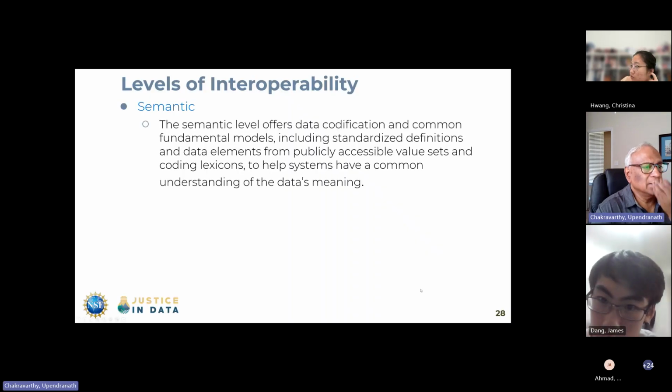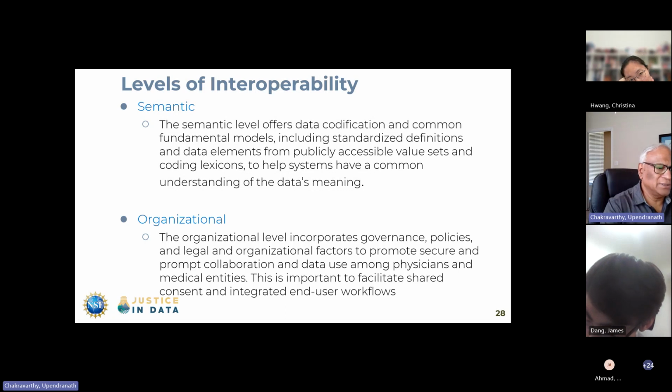Semantic levels offer data codification and common fundamental models, including standardized definitions and data elements from publicly accessible value sets and coding to help systems have a common understanding of the meaning, that is, the semantics. Organization is the highest level, where you are able to interoperably use things for the whole thing.